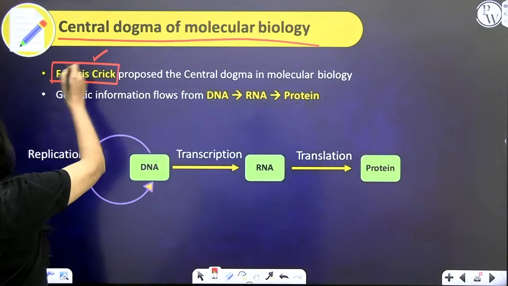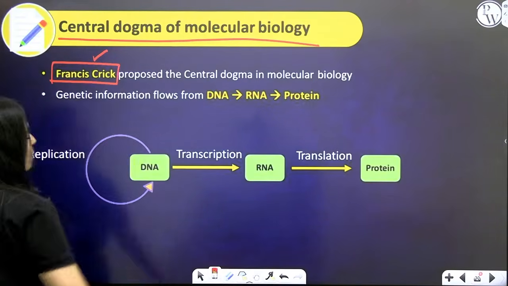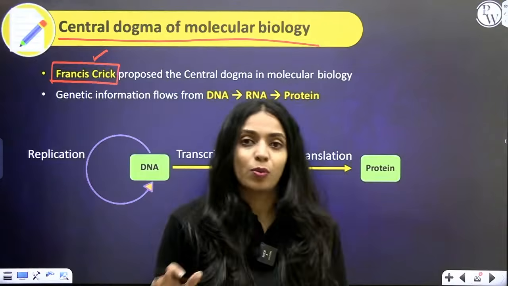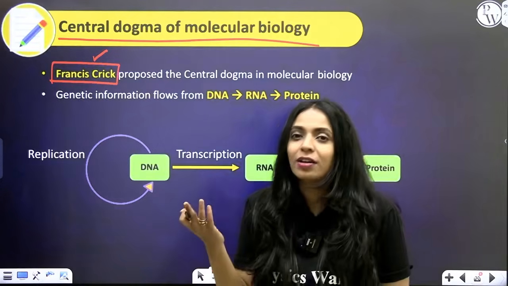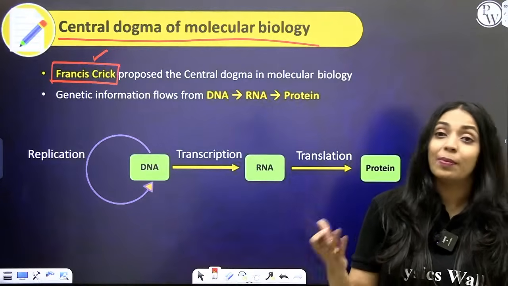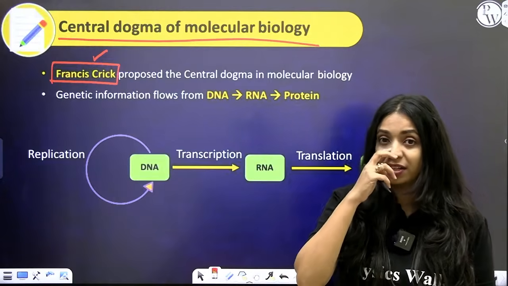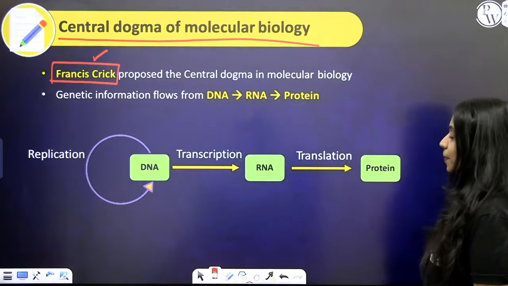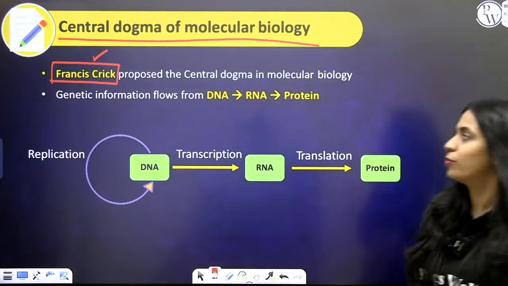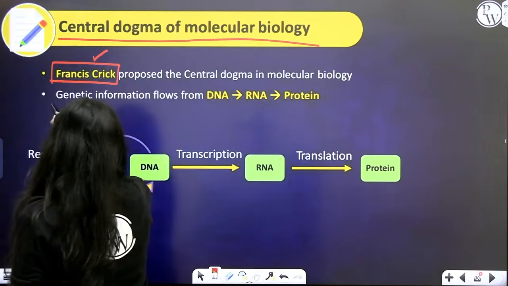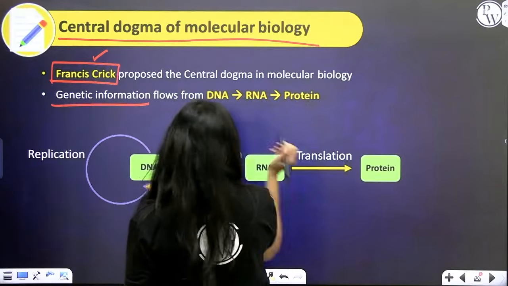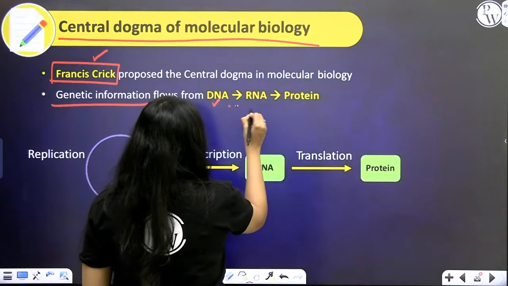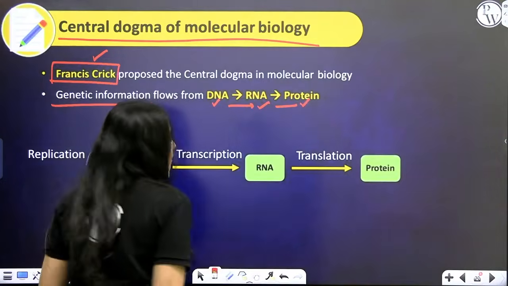This is Francis Crick, the same person who was one of the people who proposed the double helical model of DNA. Watson and Crick, right? So it's the same Crick who proposed the central dogma of molecular biology. According to the central dogma of molecular biology, genetic information flows unidirectionally from DNA to RNA to protein.